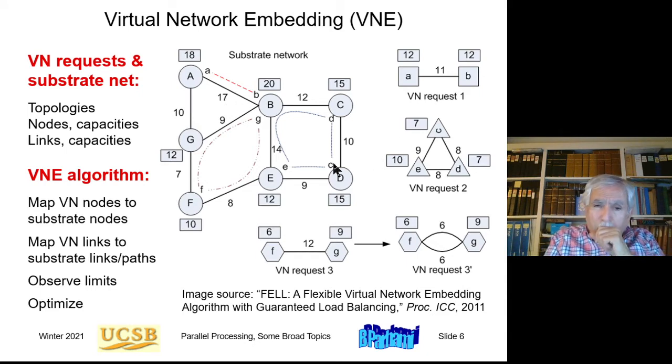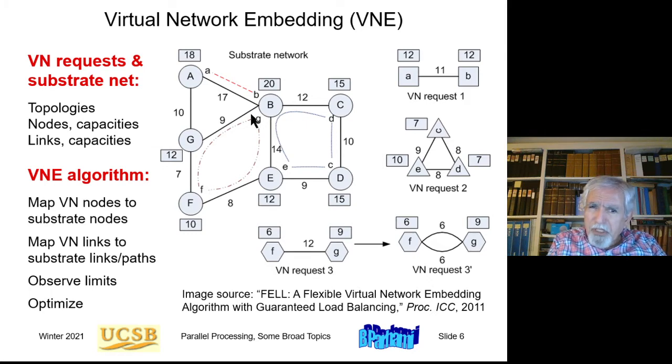Okay. Similarly, C, D, and E are mapped here. Again, C requires 7 units of computation. D requires 7 units. It's mapped here. E requires 10 units. It's mapped here. Okay. C to D requires 8 units of bandwidth. D to E requires 8 units of bandwidth. And E to C also requires 8 units. It has to go through 2 steps, but both of these links have enough bandwidth to support that communication.